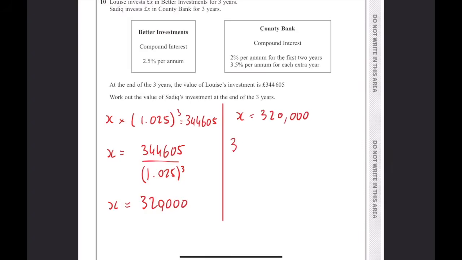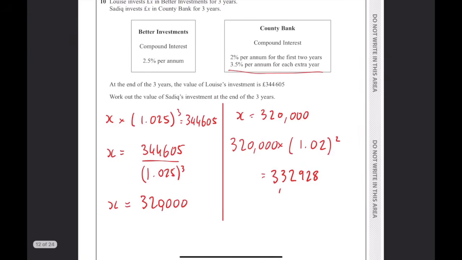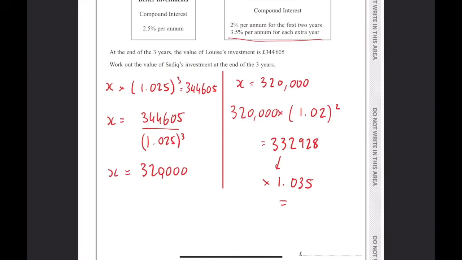So we can then use that because Sadiq started with the same amount. So we can say £320,000 multiplied by 1.02 for 2 years. If we first of all work that out, that gives us 332,928, and then we want 3.5% on top of that for the extra year. So we can take this value, multiply it by 1.035, and that will give us our final value. And we get a value of £344,580.48.